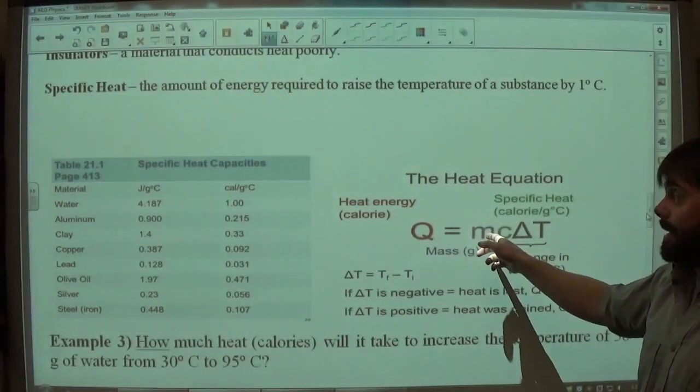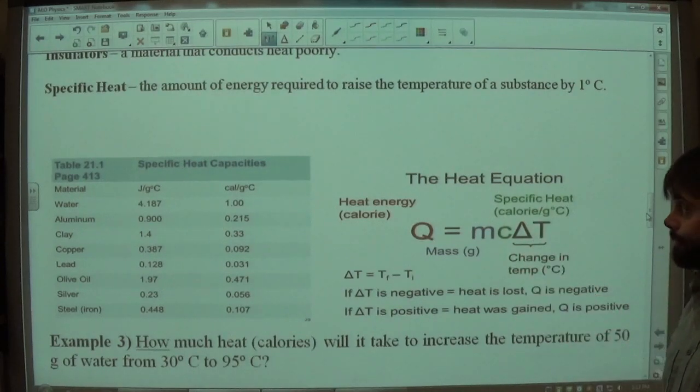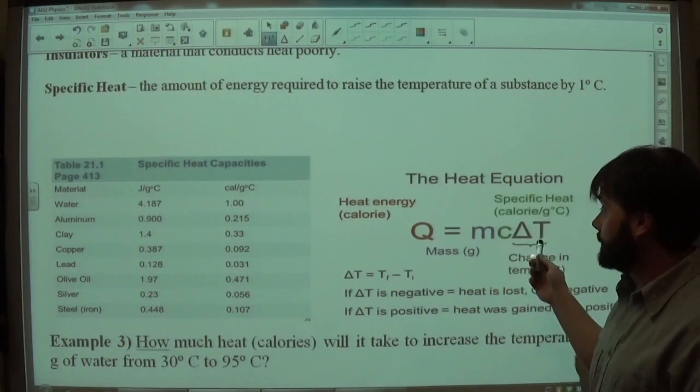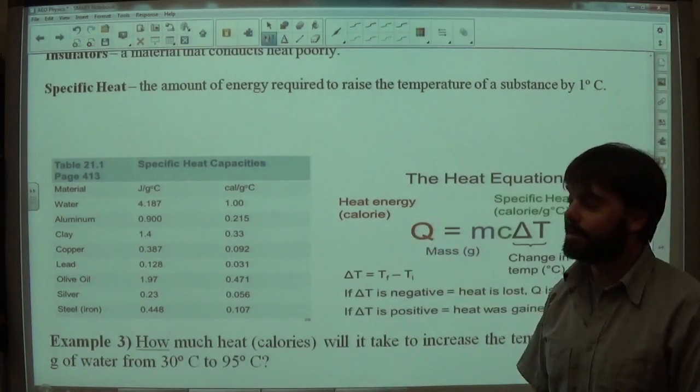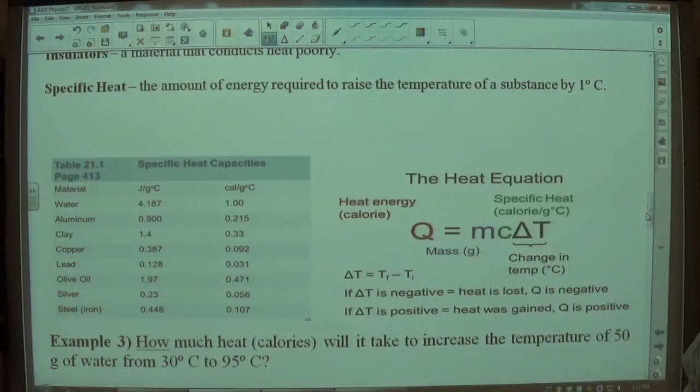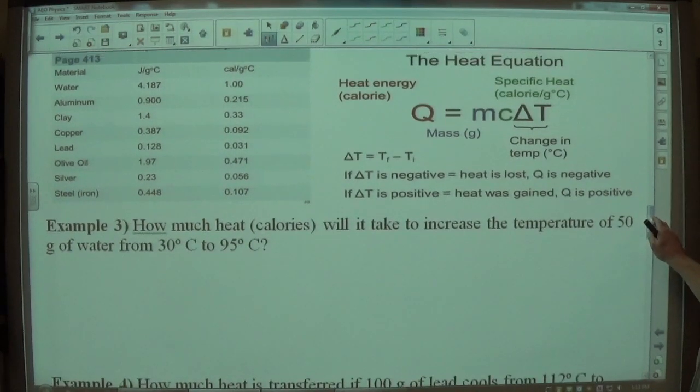If you multiply by mass in grams and by your change in temperature in Celsius, you're going to be left with just calories, and that's what we want on this side, is calories. So that's what we're going to do. We're going to do a couple of example problems here, and talk about how energy is transferred in the form of heat.